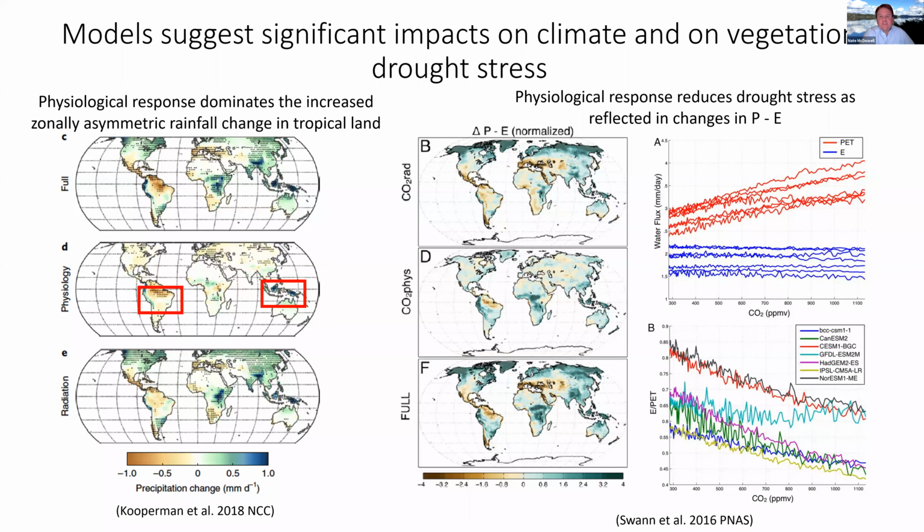Models do suggest significant impacts on rainfall and on drought stress. The left-hand panels show the physiological response dominates the increased rainfall change, the zonally asymmetric change in tropical landscapes. And you can see that physiology plays a significant role in panel B. It's D there, the second global map. So again, we see evidence the model frameworks are capturing physiology in some manner similar to what we think on the ground, based on the ground measurements.